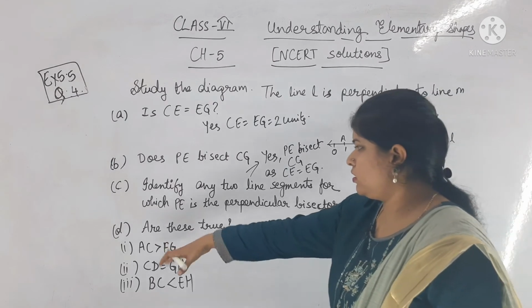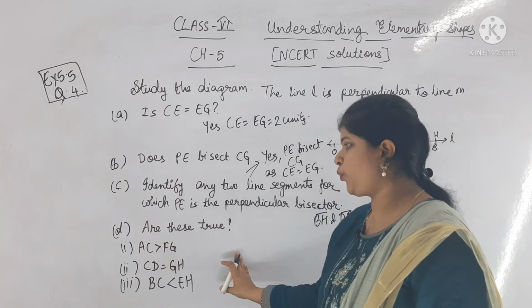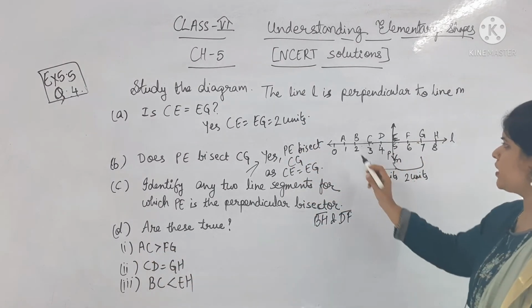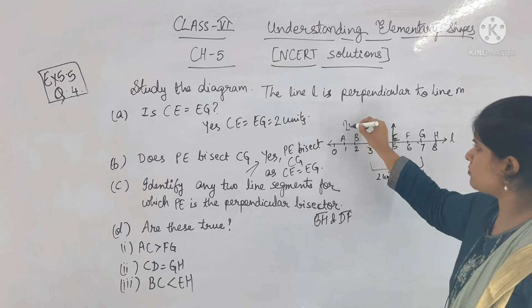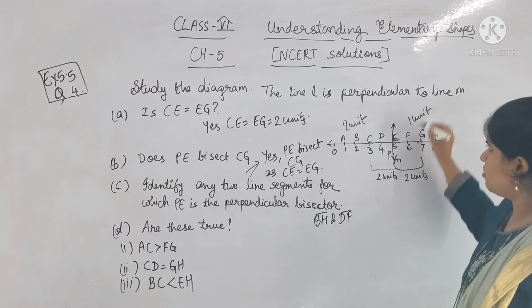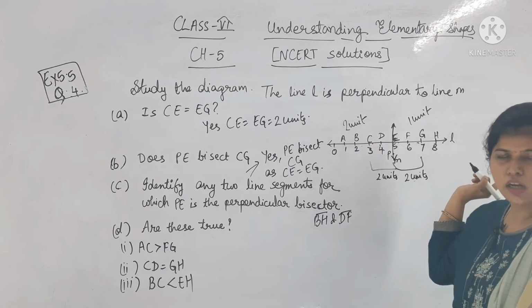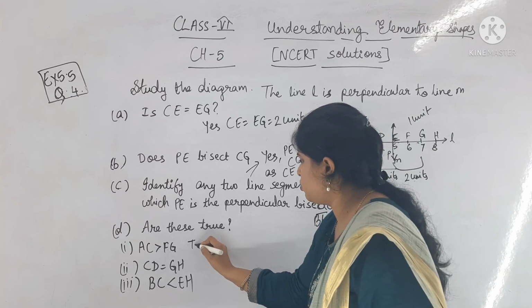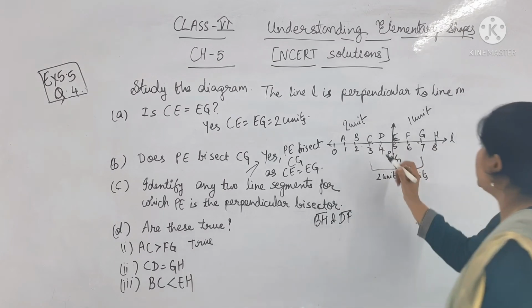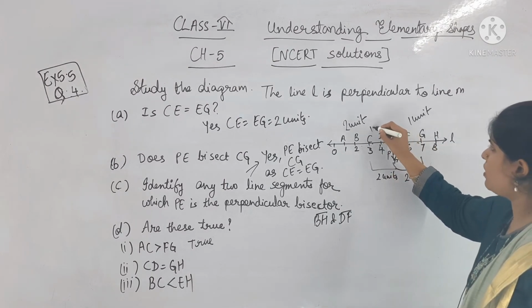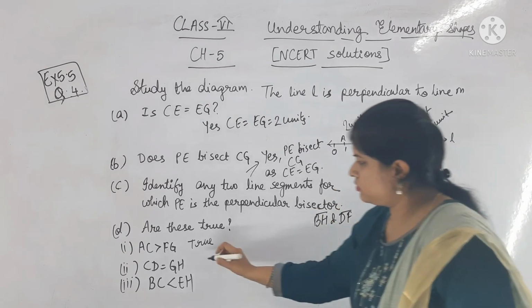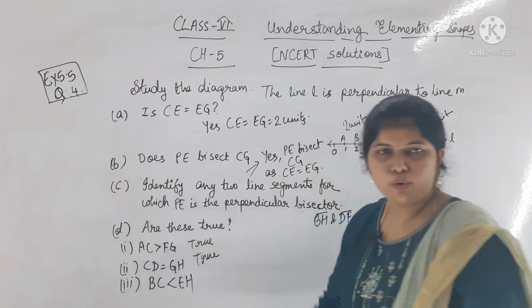Next, the last question: are these true? AC is greater than FG. Here AC is 2 units and FG is 1 unit. So 2 is greater than 1, right? So this is true. CD equal to GH. Here CD and GH are both 1 unit, so that is equal, that is also a true statement.